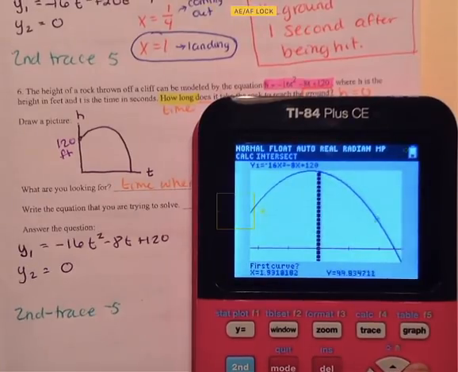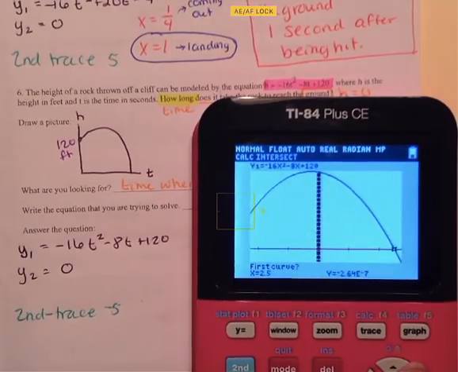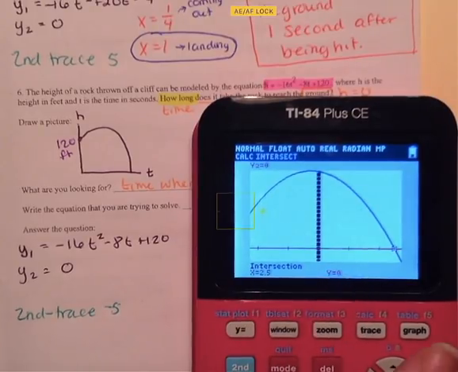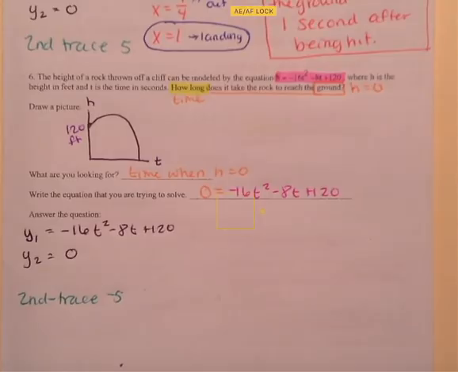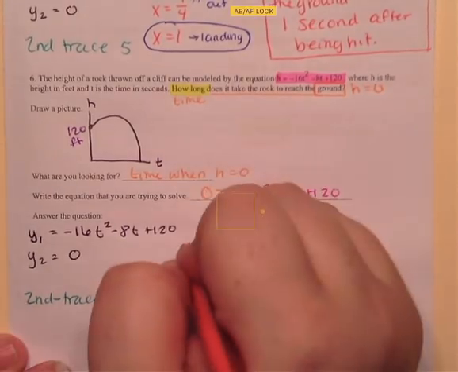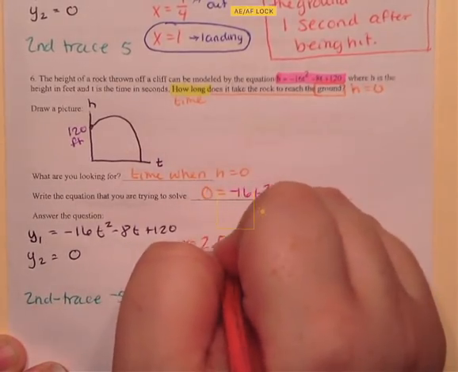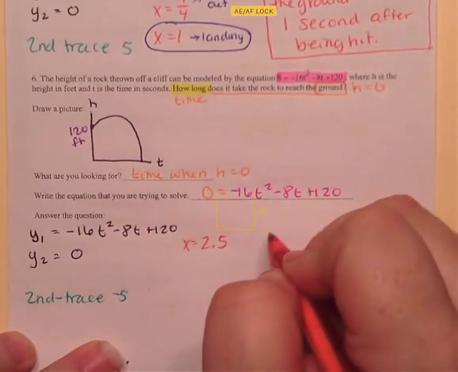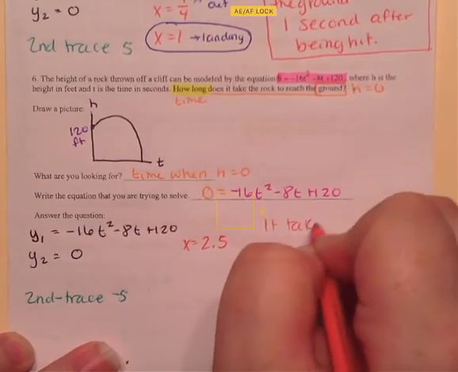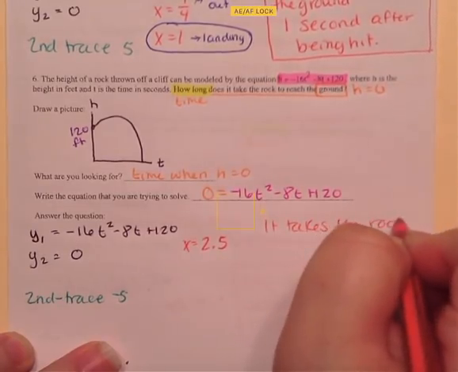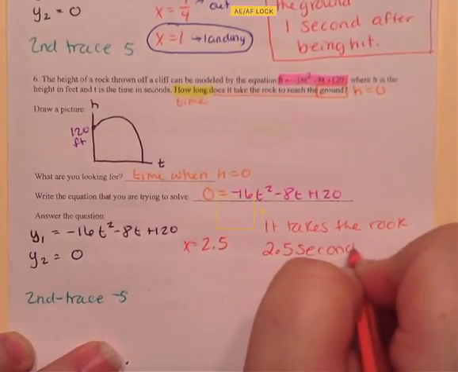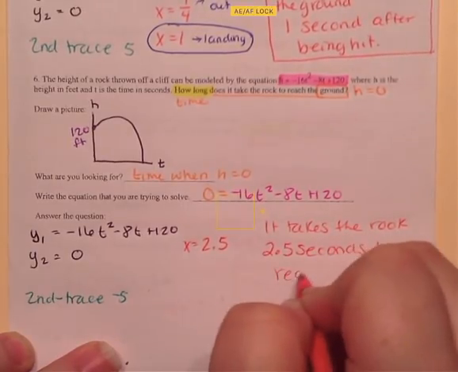I'm following the path of the rock, and then it's going to hit the ground. So I do enter, enter, enter. I get 2.5, 0. So x is equal to 2.5. Our question is asking, how long does it take the rock to reach the ground? So it takes the rock 2.5 seconds to reach the ground.